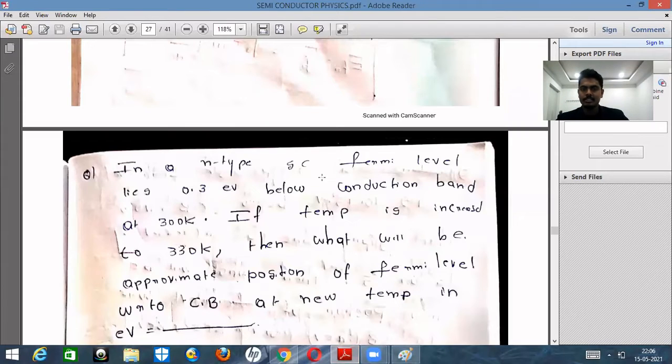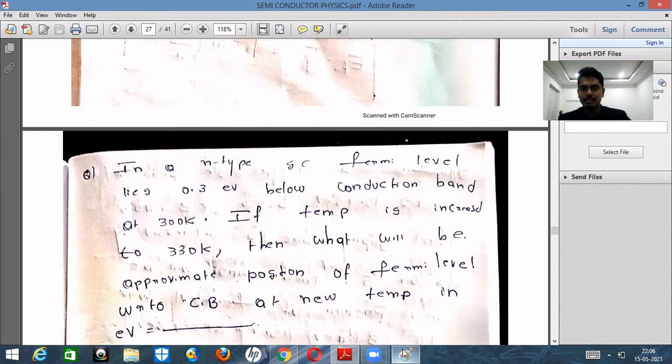You can see the first problem on the screen, right? In an n-type semiconductor, the Fermi level lies 0.3 electron volts below the conduction band at 300 Kelvin. You can observe the question clearly. An n-type semiconductor is given, and the Fermi level lies 0.3 electron volts below the conduction band.